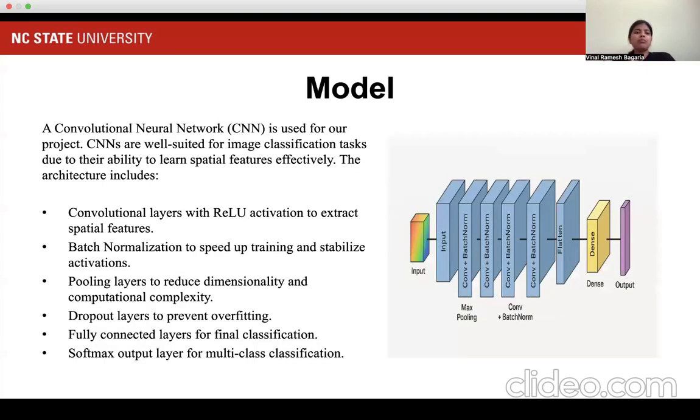About the model. Our CNN model includes convolutional layers for spatial feature extraction, followed by pooling, batch normalization, and dropout for regularization, and finally dense layers with softmax for classification. In our neural network, the convolutional layers have ReLU activation, batch normalization to speed up training and stabilize activations, and pooling layers to reduce dimensionality and computational complexity. Dropout layers prevent overfitting, and fully connected layers do the final classification. We also have a softmax output layer for multi-class classification.